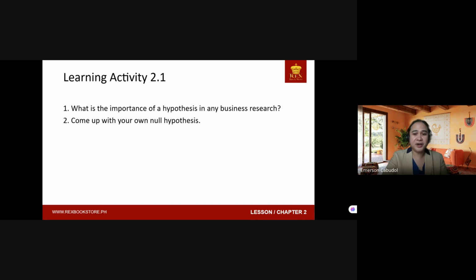Okay, these are some of our learning activities in the book. What is the importance of hypotheses in any business research? Come up with your own null hypotheses. We are going to do that when we prepare for your research proposal. Learning activity 2.2. What are the things included in the significance of the study? How do you present the background of the study?